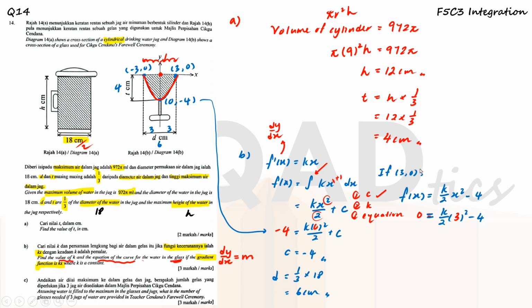Alright, so here if I use 3, 0 and I sub 3 for x and 0 for f of x, I will get k equals 8 over 9. So the second thing is already calculated. Now to find the equation, we just need to sub everything into the equation here. For k, we sub 8 over 9, but make sure it is divided by 2. So in the end, we'll get 4 over 9, and the value of c is negative 4.